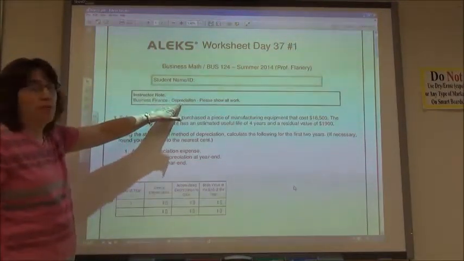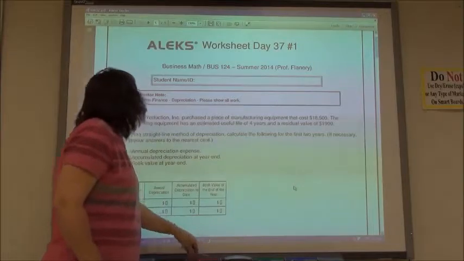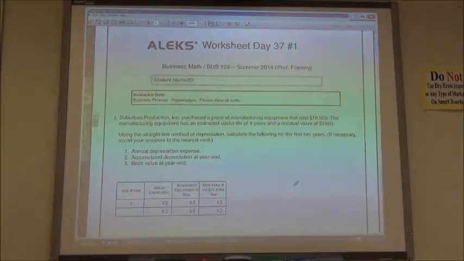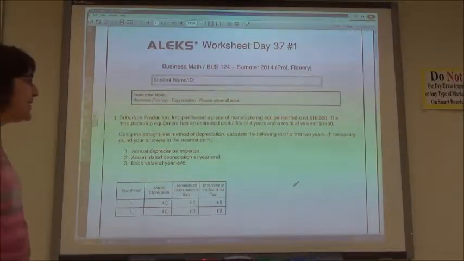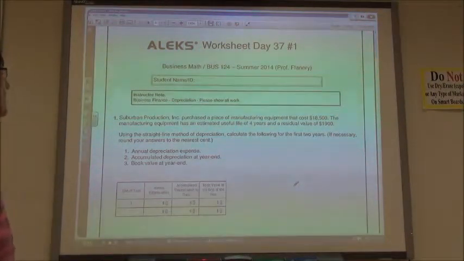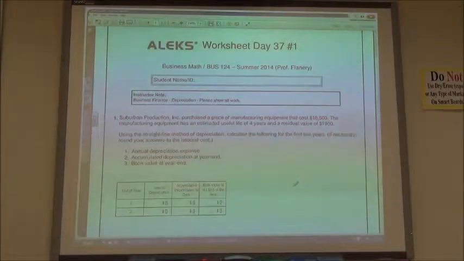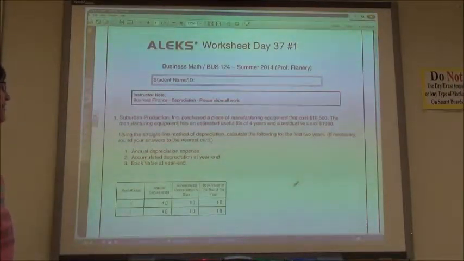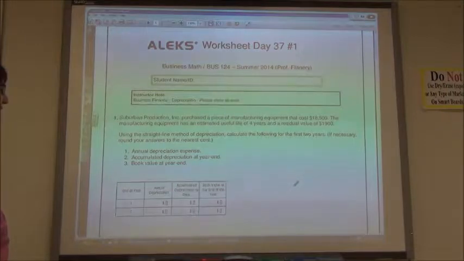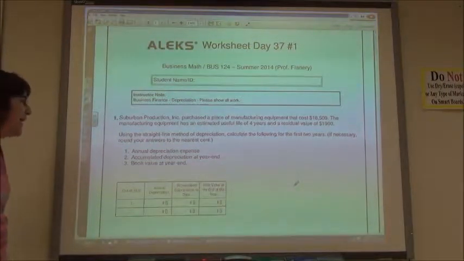Now we're into depreciation. It says Suburban Production Incorporated purchased a piece of manufacturing equipment that cost $18,500. The manufacturing equipment has an estimated useful life of 4 years and a residual value of $1,900. Use the straight line method of depreciation. Calculate the following for the first 2 years. If necessary, round your answers to the nearest cent. Annual depreciation expense, accumulated depreciation at the end of the year, and book value at the end of the year.